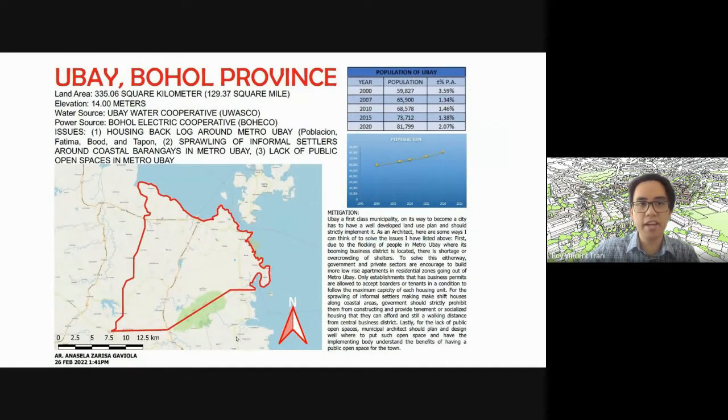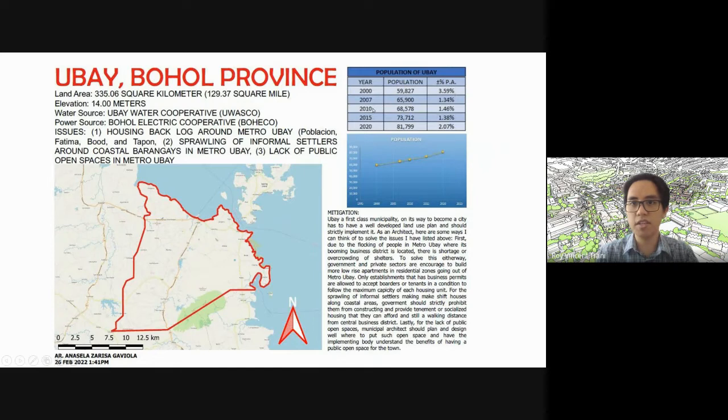We see the land area of Ubai is a total of 335 square kilometers, elevation of 14.0 meters, and then the water sources, power sources, and then the issues: housing backlog in Metro Ubai, sprawling of informal settlers around coastal barangays, and lack of public open spaces in Metro Ubai. We can see the population over here and more clearly the population growth by percentage.